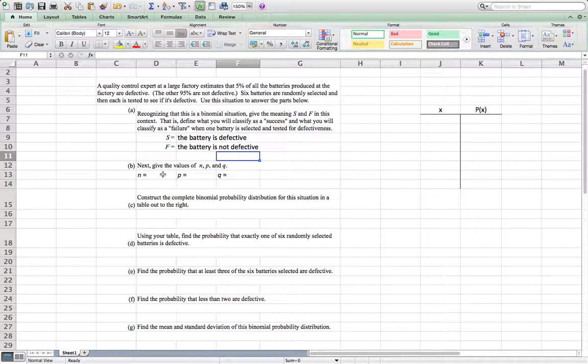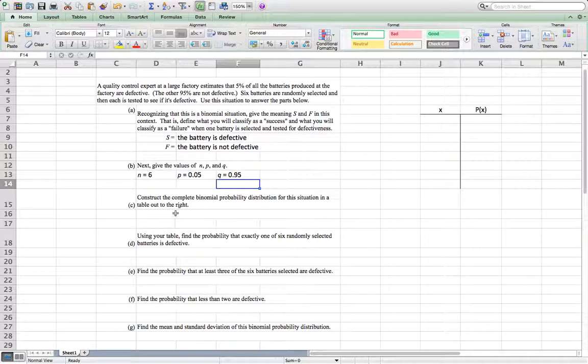Next, give the values of n, p, and q. So we know n is 6. You have 6 batteries, right? p is 0.05. The defective percentage is 5%. And q is 1 minus p, 0.95.